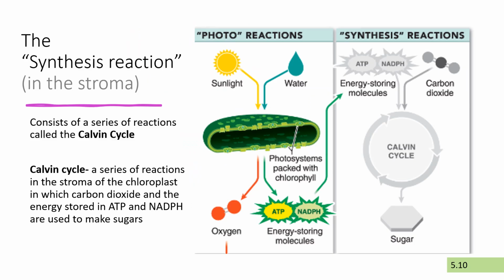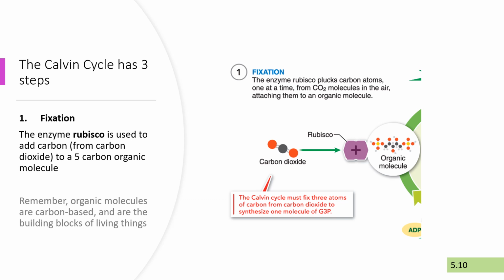This happens in the synthesis reaction, which is really a series of reactions that together are known as the Calvin cycle. The Calvin cycle takes place in the stroma of the chloroplast. The Calvin cycle has 3 steps. The first step, fixation, is where carbon dioxide comes into photosynthesis. The carbon in that carbon dioxide is going to be used to build sugars.